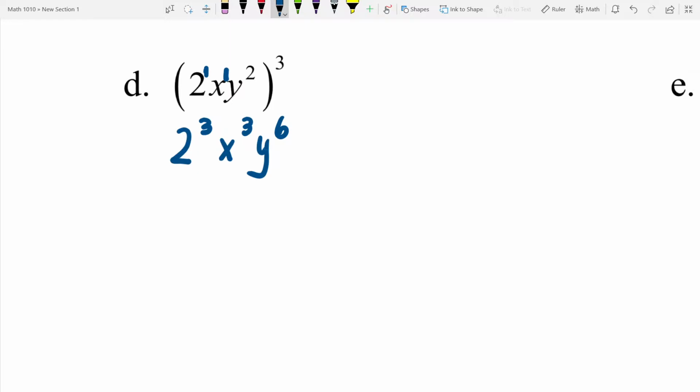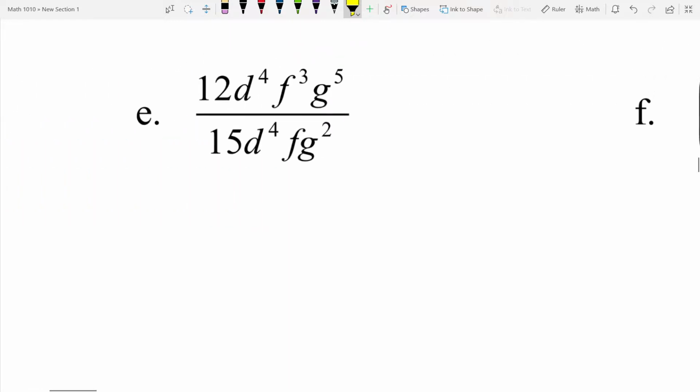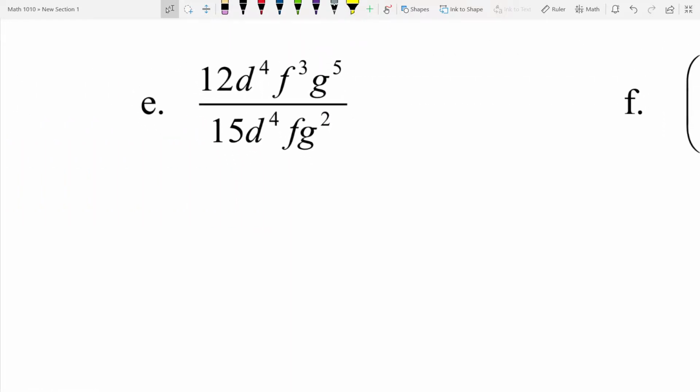When you have power to a power, you multiply. Is that answer acceptable? What do you think? It's not. What can we do? 2 to the third is a what, everybody? 8. Yep. So this is 8, x to the third, y to the sixth. Highlight your answer, and you got it. Okay? I do think this will be all over your midterm. Okay, now we're going to divide.